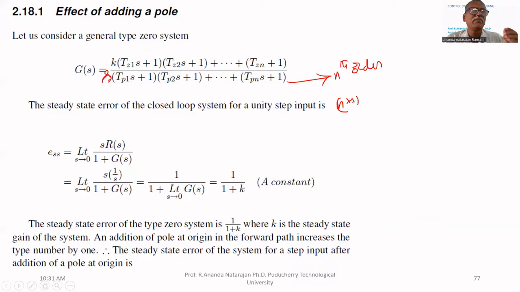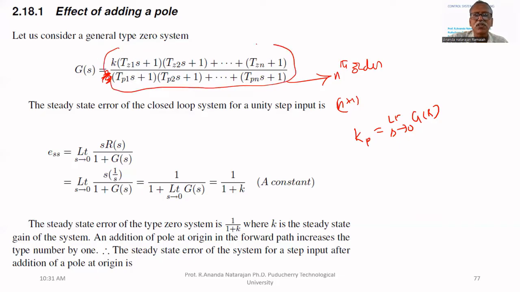Second point, if you add a pole at origin, it will remove the steady state error. What is Kp of a type 0 system? Limit S tends to 0, G of S. Am I correct or not? This is a type 0 system. If you put S equal to 0, all terms become 1 except this K. Therefore, it is equal to K.